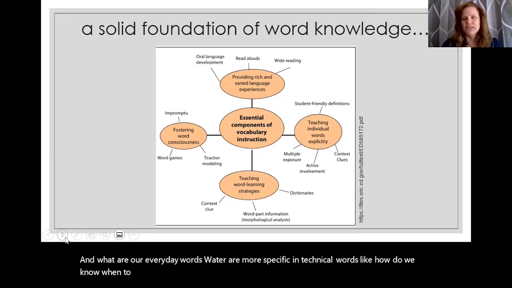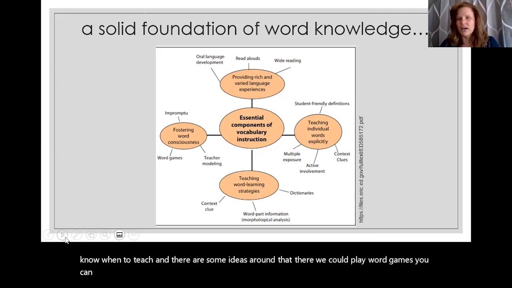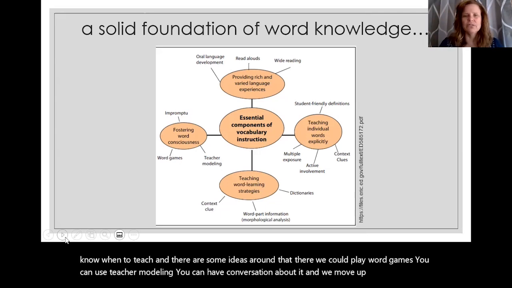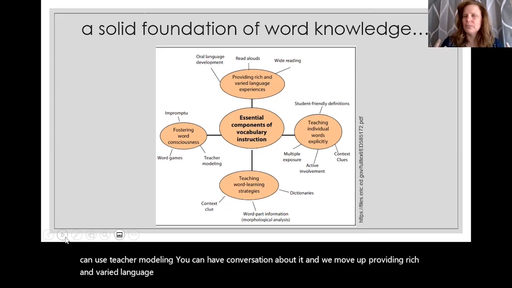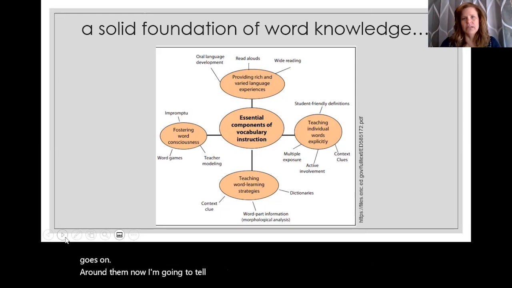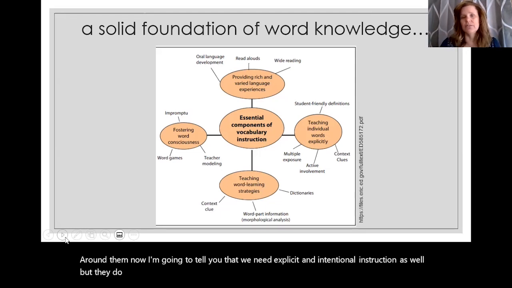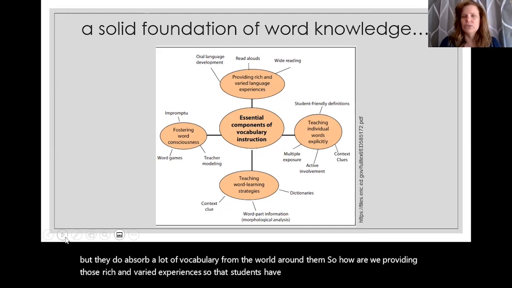And there are some ideas around that. There, you can play word games, you can use teacher modeling, you can have conversation about it. We move up, providing rich and varied language experiences. Students can absorb a lot of vocabulary based on what goes on around them. Now, I'm going to tell you that we need explicit and intentional instruction as well, but they do absorb a lot of vocabulary from the world around them. So how are we providing those rich and varied experiences so that students have the opportunity to absorb them?